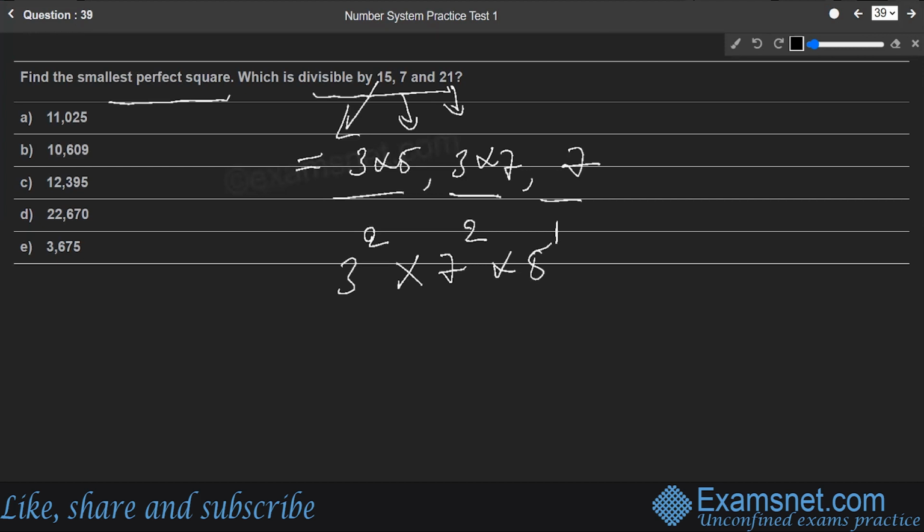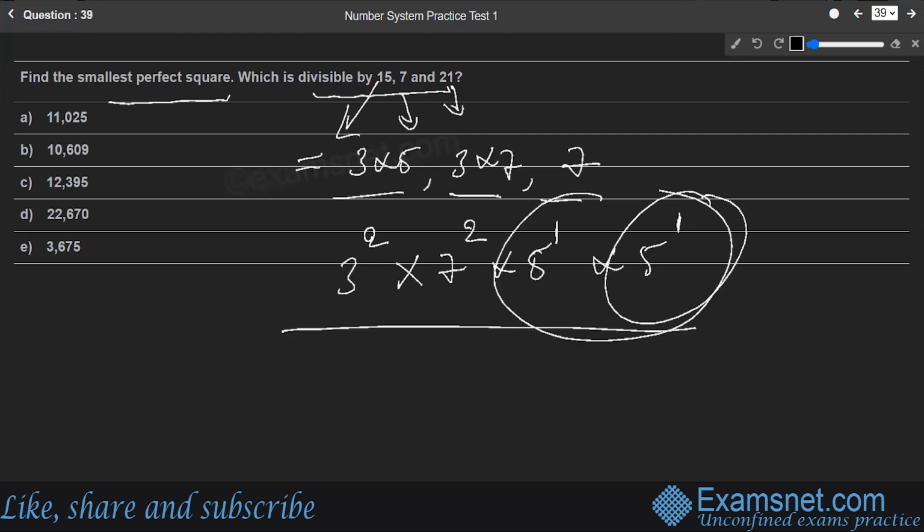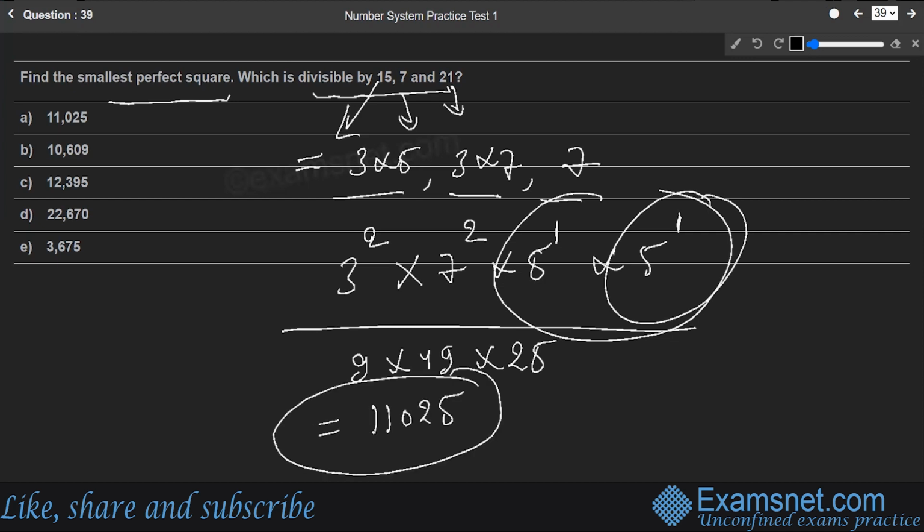So clearly if you add one more 5 to the power 1, then the number can become a perfect square, because 5 will also have power 2. So what is this number? With 5 square also, it's going to be 9 into 49 into 25. If you multiply them together, this comes out to be 11025. 11,025 is the number, and that is available in option A, and it is a perfect square also and is divisible by all these numbers.